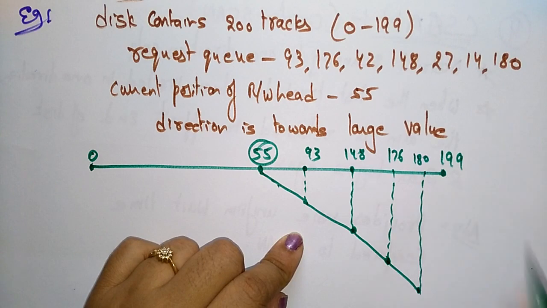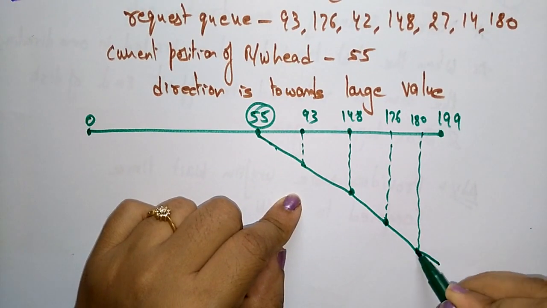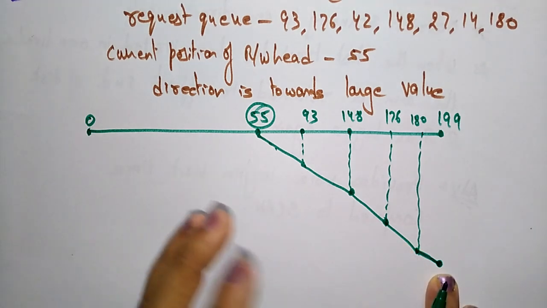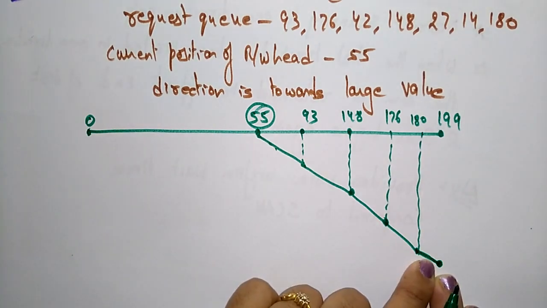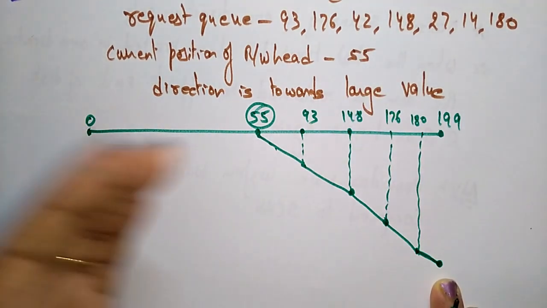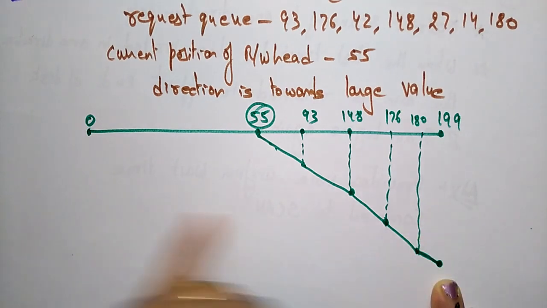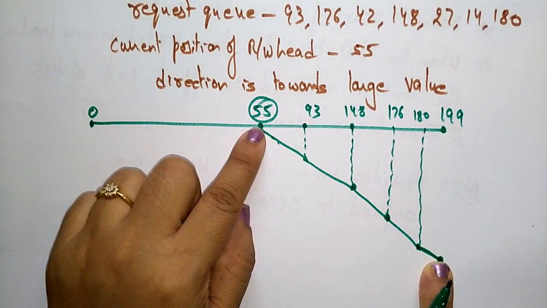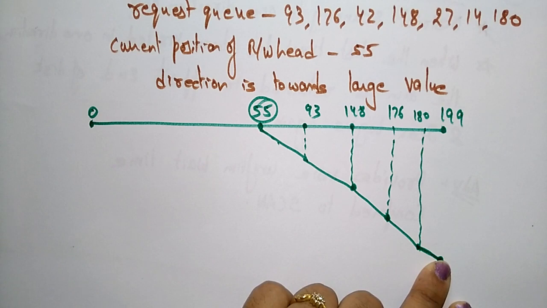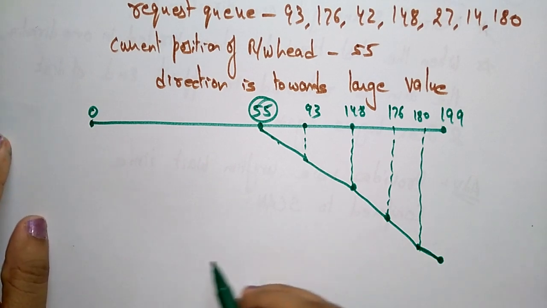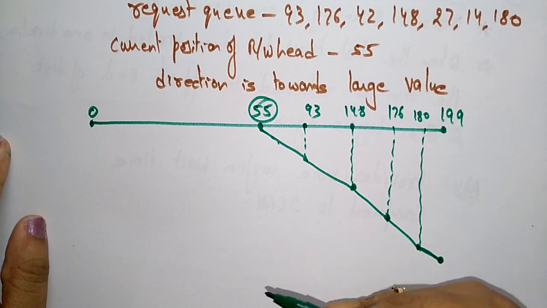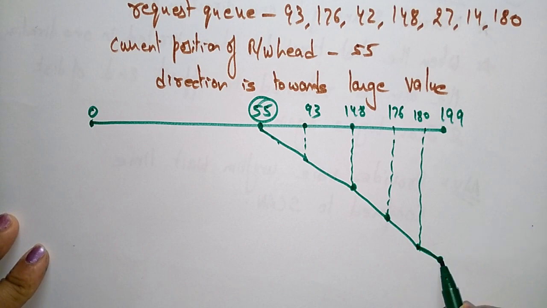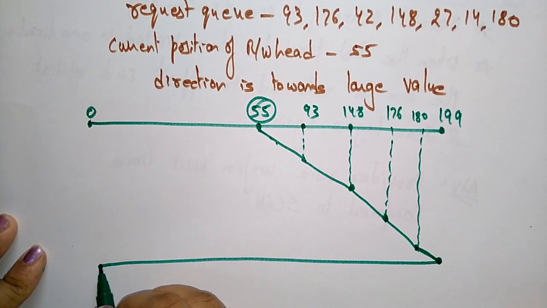As I said, in SCAN you have to move to the end of the disk, that is, reach up to 199. In circular scan also, you have to move up to 199, because if you go back and then want to come to this position again, it takes a lot of time. So it is better to move up to the end of the disk. So it comes to 199, and next, since it has been visited in one direction, the arm is returned to the opposite end.